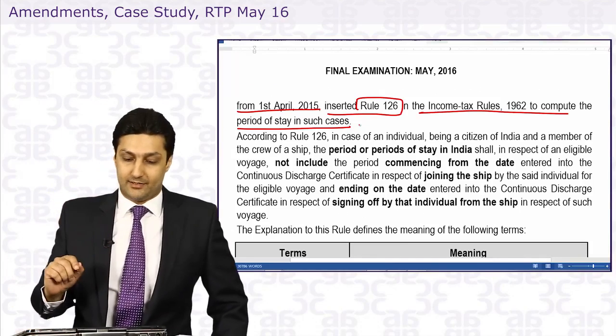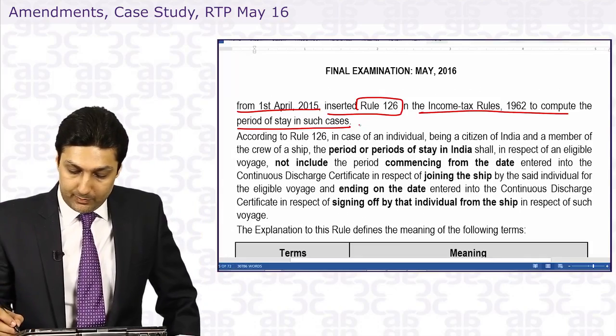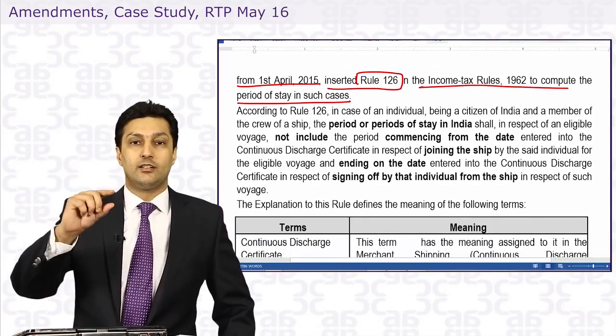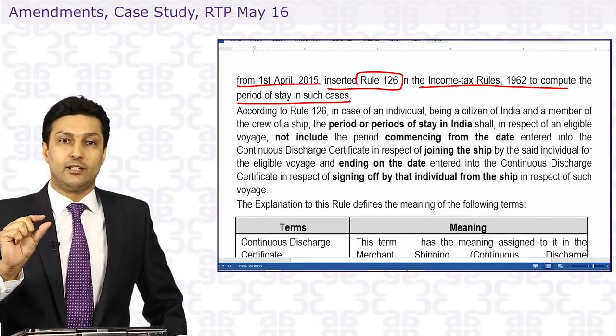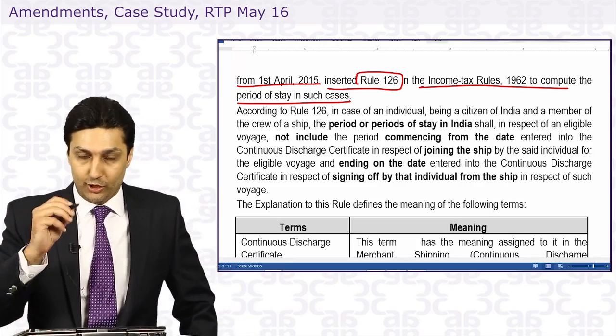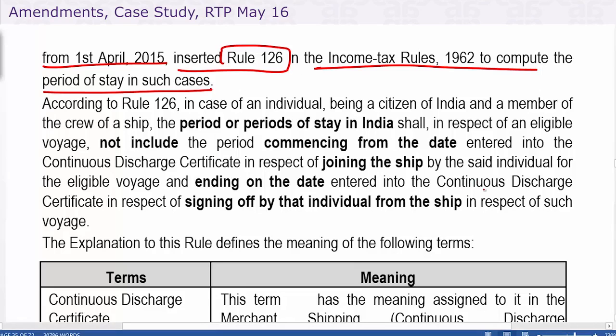What you need to understand is that all these people, when they join the ship, they are given a date of joining, and when they leave the ship, they are given a discharge certificate. So in your mind, you are going to put up something called continuous discharge certificate. Now every member of the crew, he says, in respect of an eligible journey, we will just look at what eligible journey is.